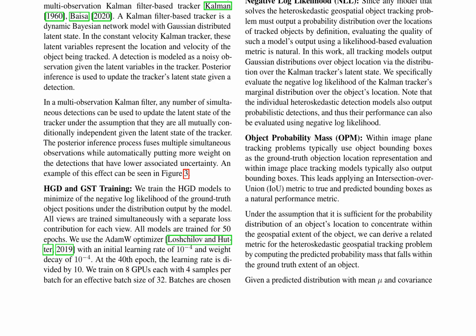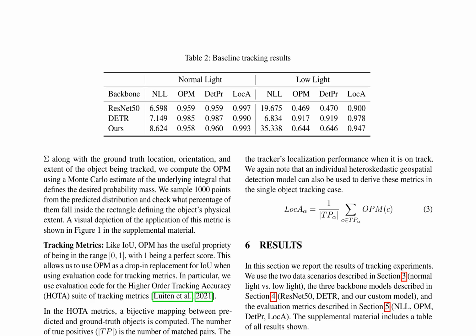The NLL metric evaluates the quality of the model's output using the negative log likelihood of the Kalman tracker's marginal distribution over the object's location. The OPM metric computes the predicted probability mass that falls within the ground truth extent of an object.